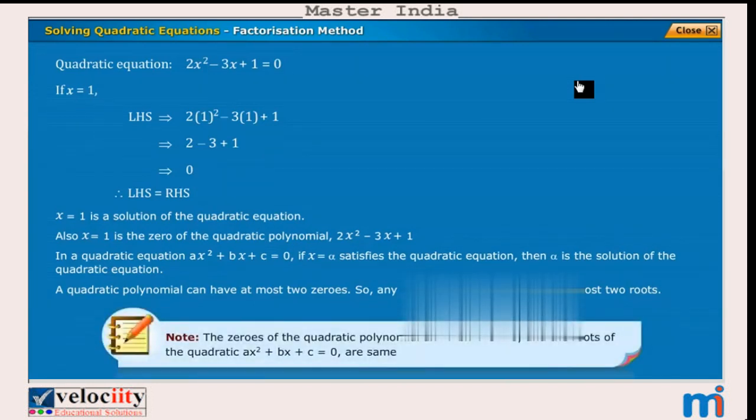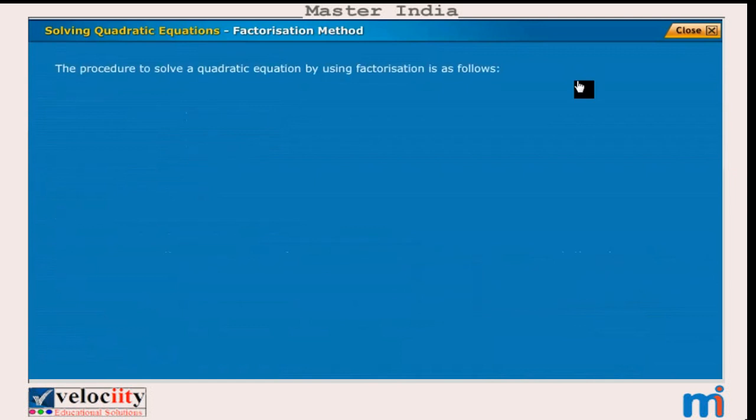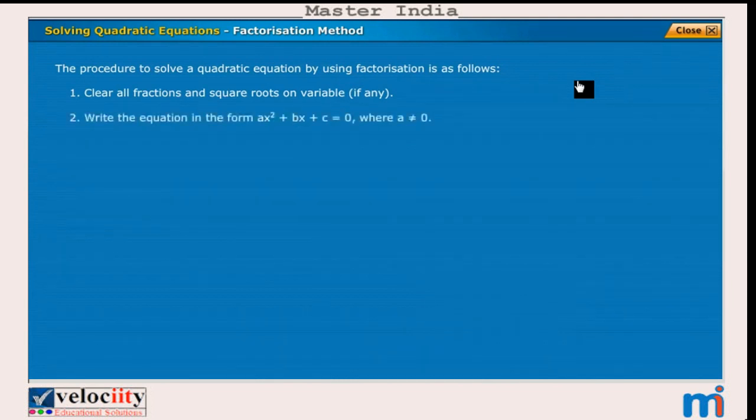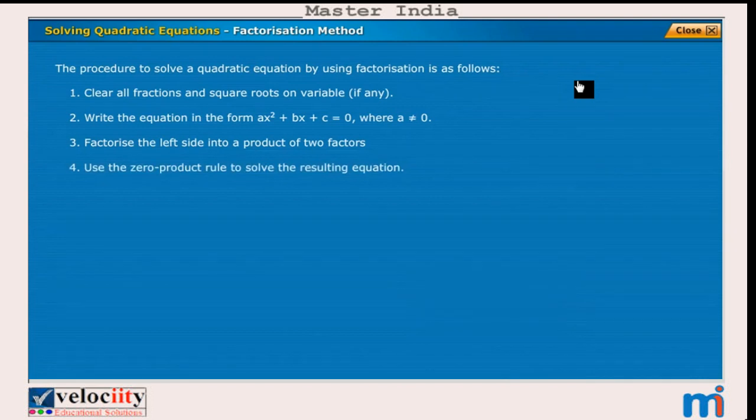Now, let us learn how to factorize the given quadratic equation with the help of an example. The procedure to solve a quadratic equation by using factorization is as follows. Clear all fractions and square roots on variable, if any. Write the equation in the form ax square plus bx plus c equal to 0, where a not equal to 0. Factorize the left side into a product of two factors. Use the zero product rule to solve the resulting equation.